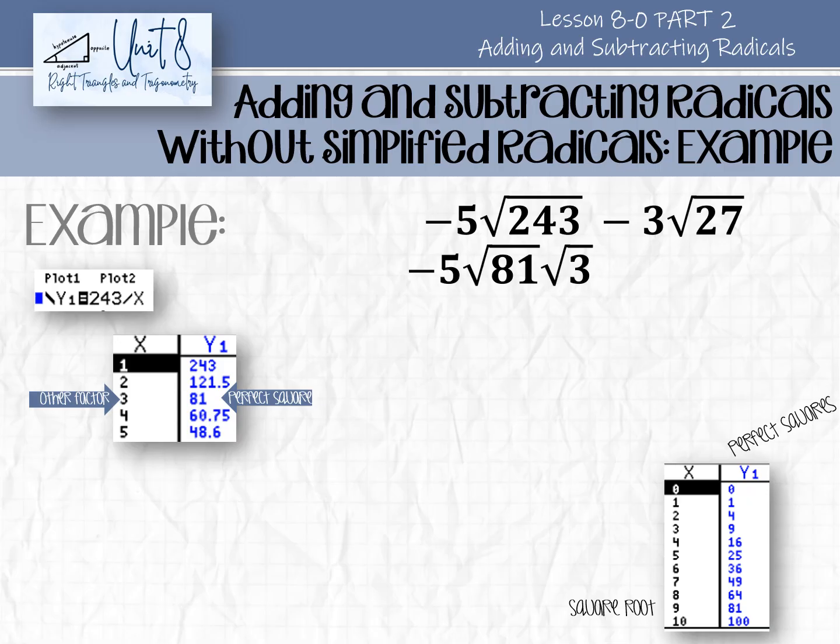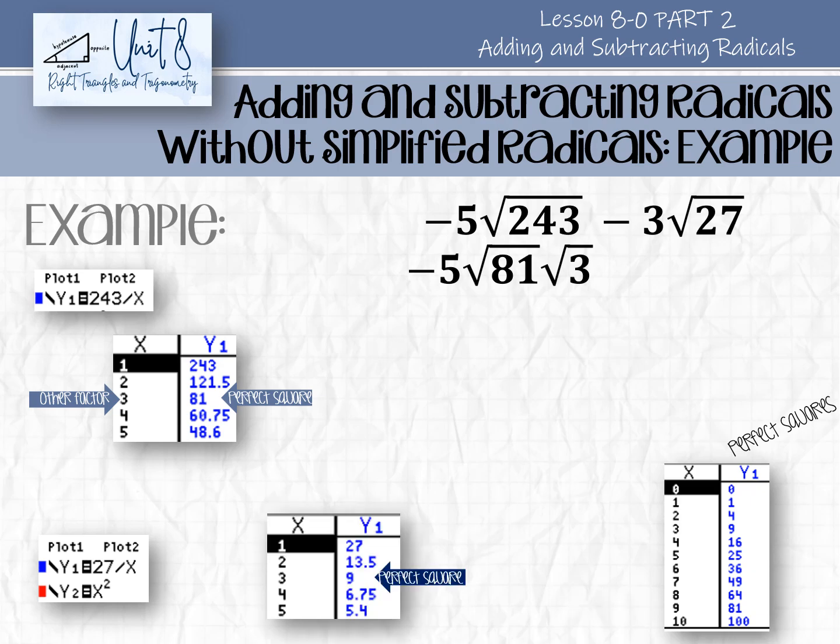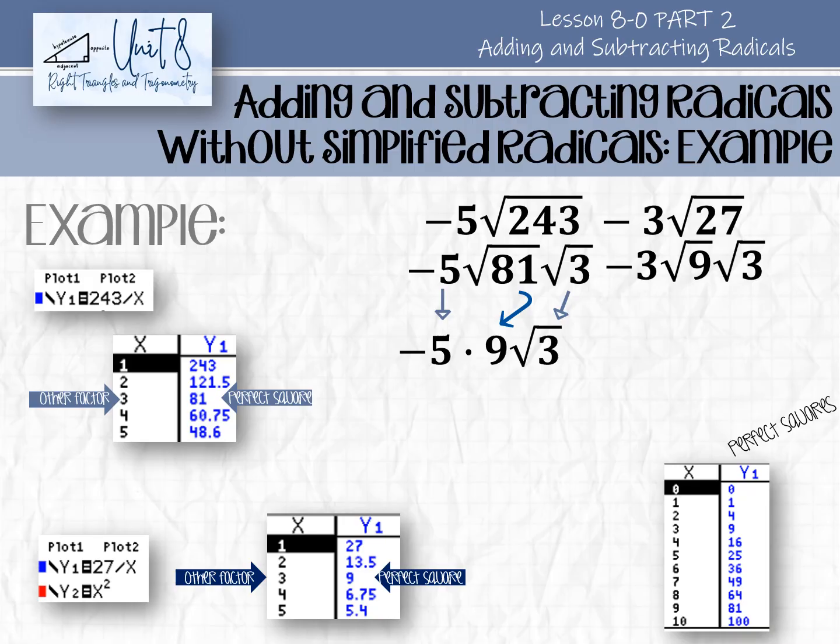Now that 27, we can go back to our y1 and put in 27 divided by x. Get a list of factors, and 9 is a perfect square, and the other factor is 3. So we can do 3 times the square root of 9 times the square root of 3. Now let's break it down. Square root of 81 is 9, and then we bring down the other part.